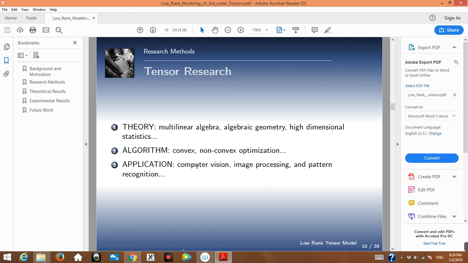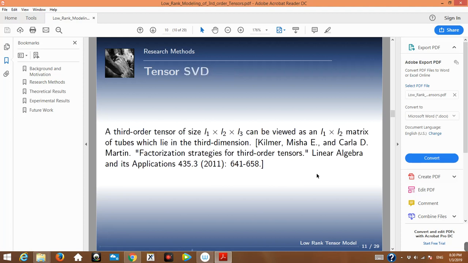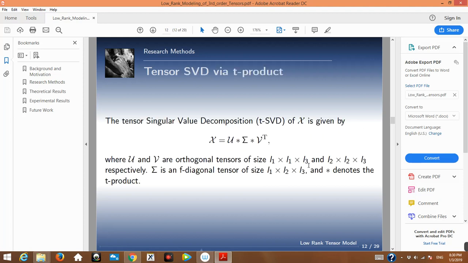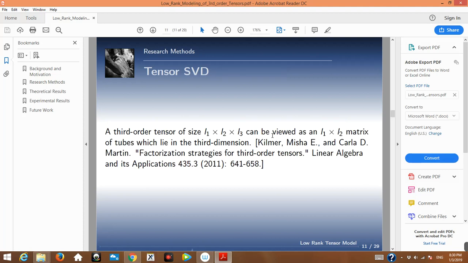In recent years, people in computer science focus on application of tensors in computer vision, image processing, and some other stuff. A recent breakthrough in theoretical tensor research is the introduction of tensor SVD, which is an extension of matrix SVD to third order tensors.